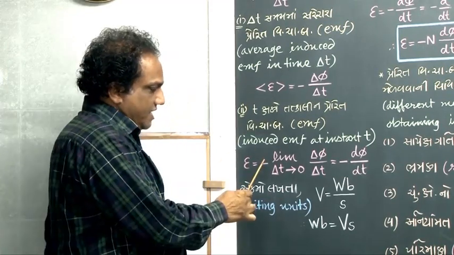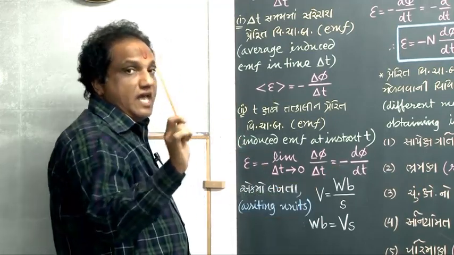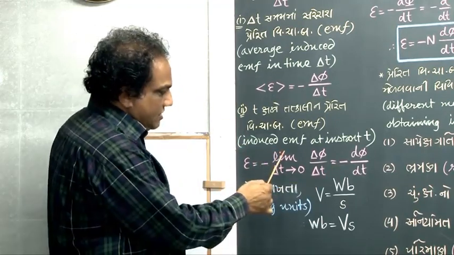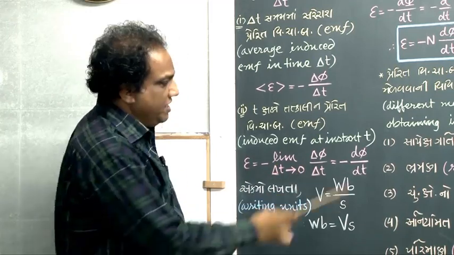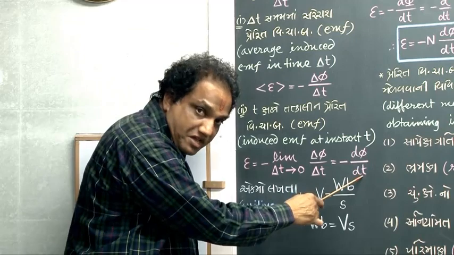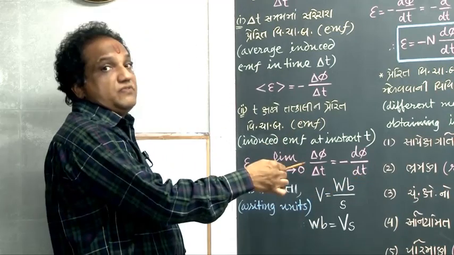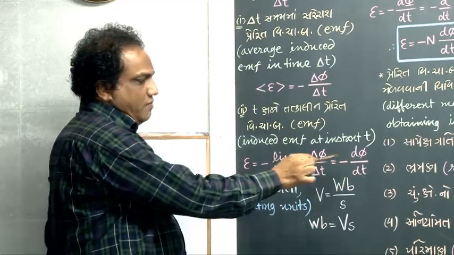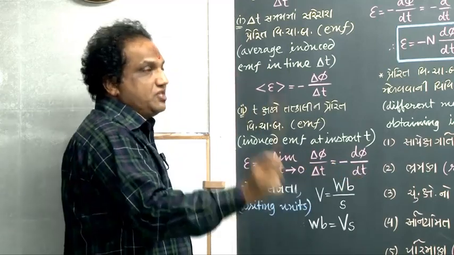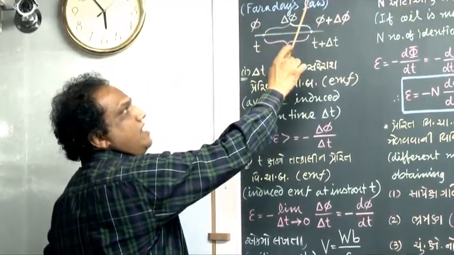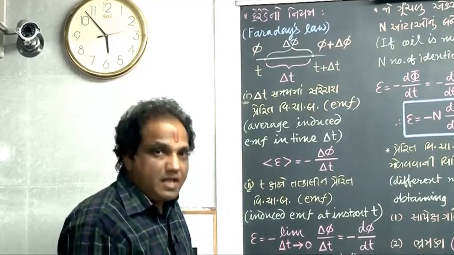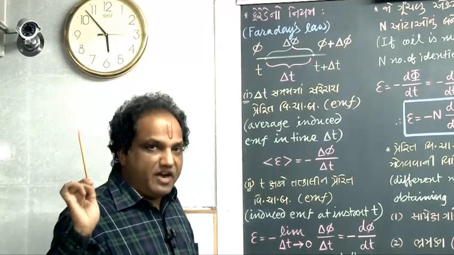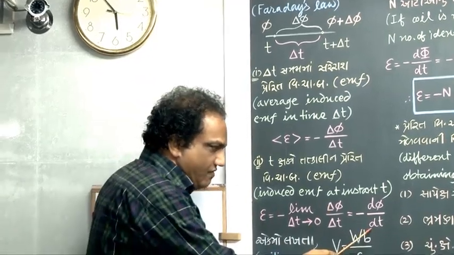Fine. This negative sign as it is, but in the language of calculus, what is this? Limit delta t tends to 0, delta phi by delta t. What is it? It is d phi by dt. Fine. And now this very result E equals to minus d phi by dt itself is known as Faraday's law on electromagnetic induction. Let us now give statement of Faraday's law. This is the mathematical form.